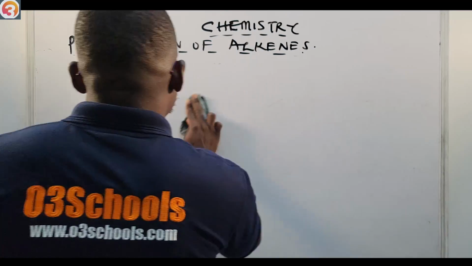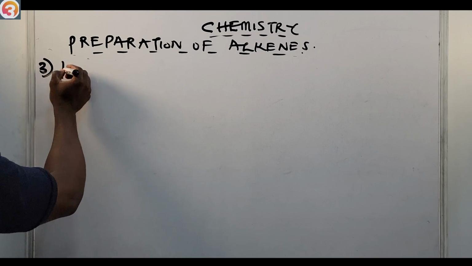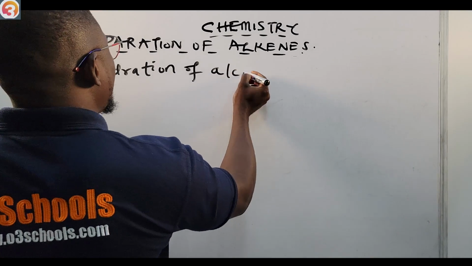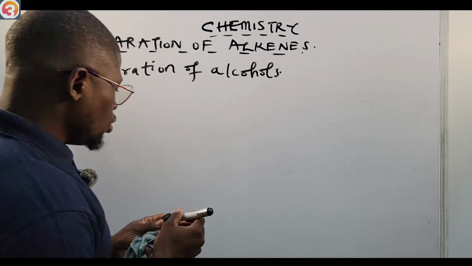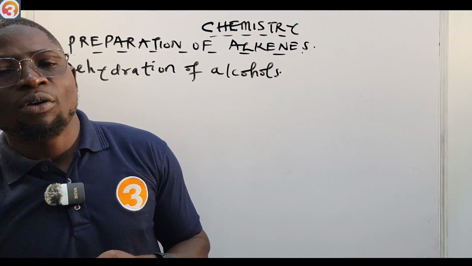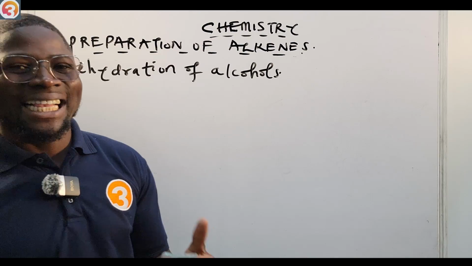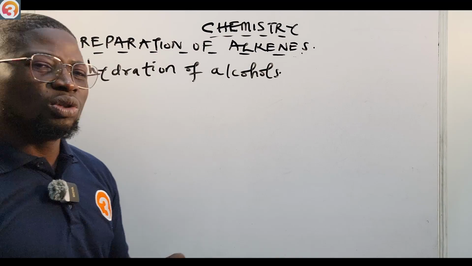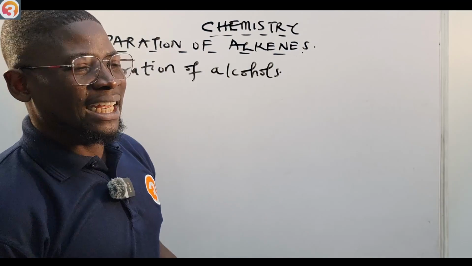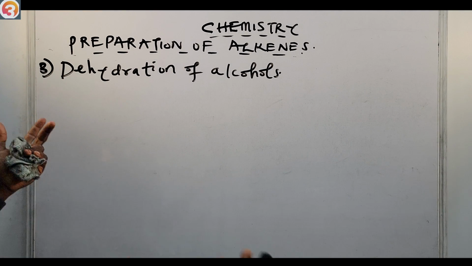dehydration of alcohols as another method for preparation of alkenes. Number 3, dehydration of alcohols. Once you dehydrate alcohols, that is, you remove water from alcohols, what happens is that we get an alkene. So what do we use to dehydrate this alcohol? We use acid. Once we dehydrate alcohols using acid, we're going to have an alkene plus water as the product.